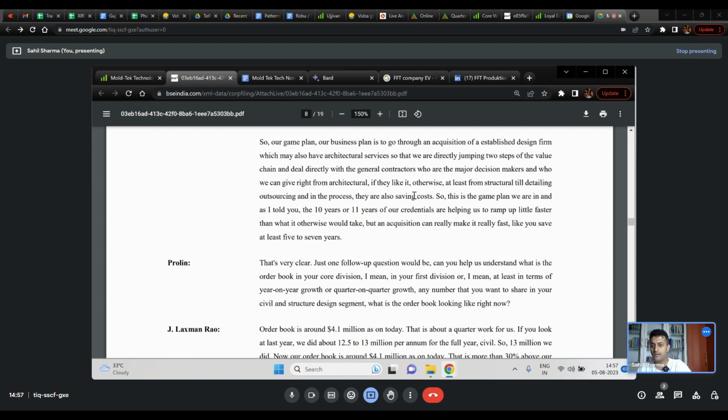right? So the strategic intent and the business plan is acquisition of an established design firm, and through that they are sort of jumping two steps of the value chain, directly dealing with the general contractors who are the major decision makers and who can give right from architectural if they like, otherwise structural detailing and basically everything. Then they are also obviously saving cost. Makes sense.